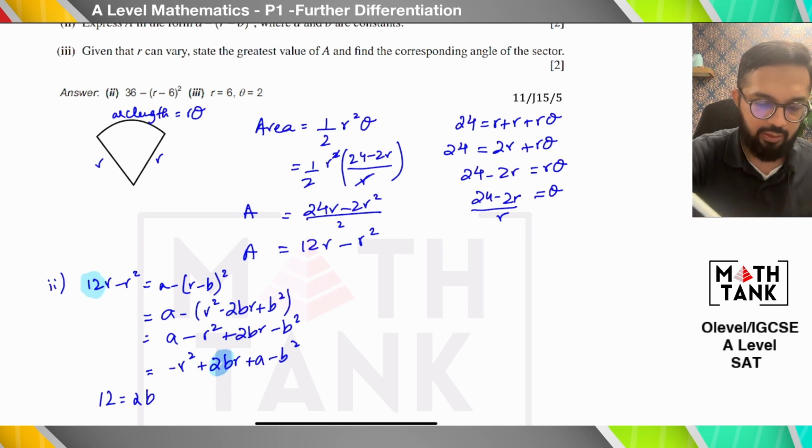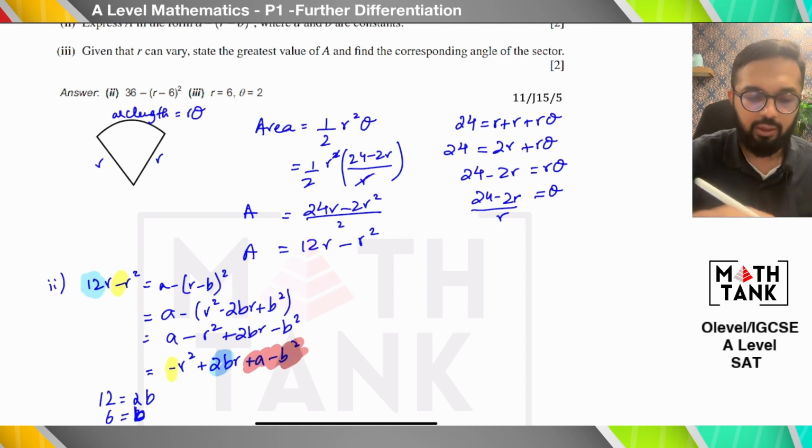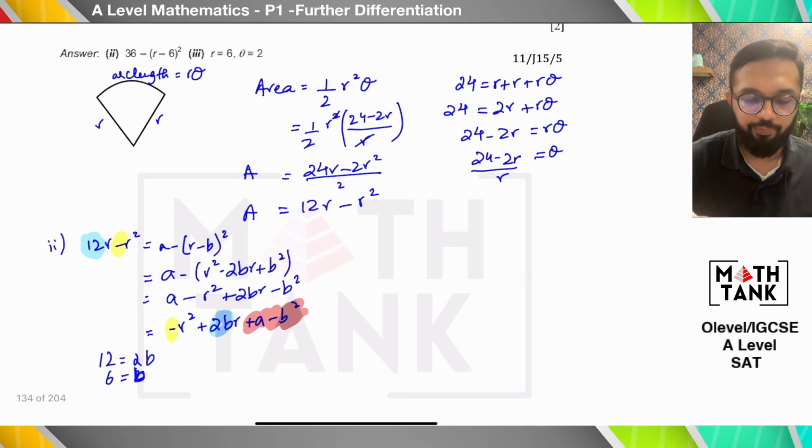Since this is the same as that, minus 1 and minus 1 match, I can't do much about it. So 2b is basically 6, but I can see that there are some constants on the right hand side which are not there on the left hand side. So I'm going to say that these should equal 0. So a minus b squared should equal 0. A minus 6 squared should equal 0. A is equal to 36.